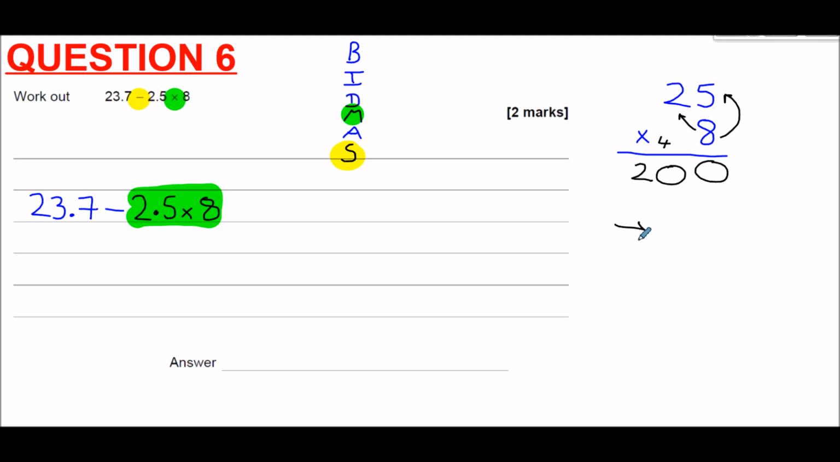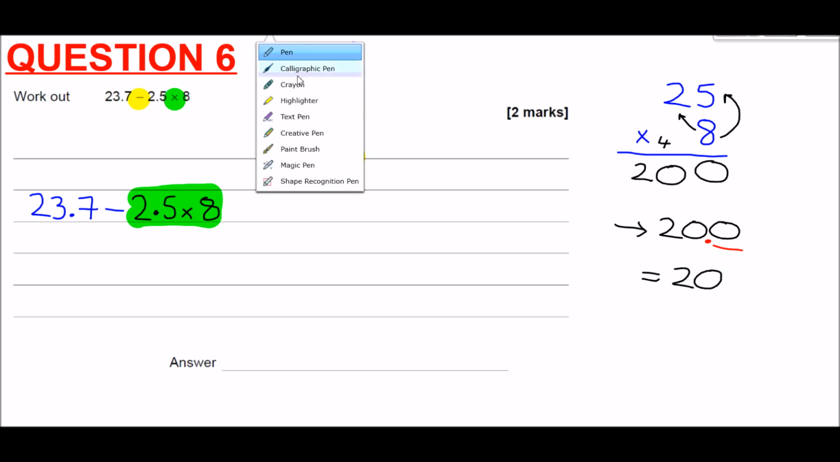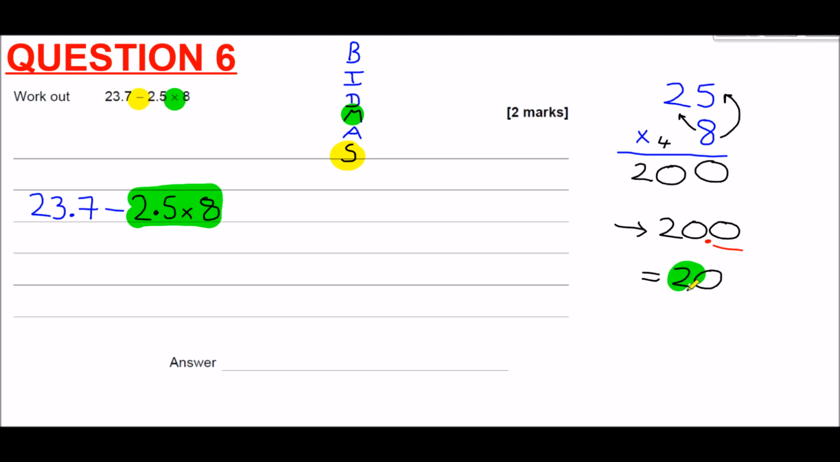But just remember, that's not going to be our final answer because we had a decimal in the question, really. In this question, we had one decimal place. We had one number after the decimal, so we need also to have one number after the decimal in our answer. So the actual answer to 2.5 multiply 8 would be 20.0. But 20.0 is exactly 20. So what we can do is just say that it's exactly 20.